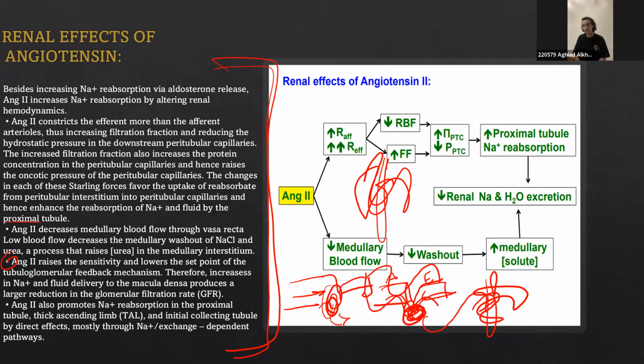What is the point? All right, angiotensin 2 also promotes sodium reabsorption in the proximal tubule, thick ascending limb, and initial connecting tubule by direct effects, mostly through sodium-hydrogen exchanger dependent pathways.